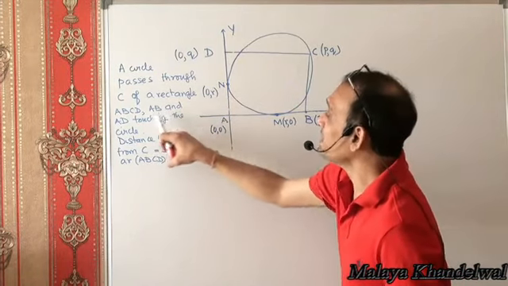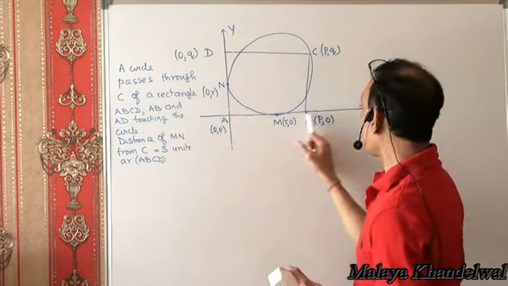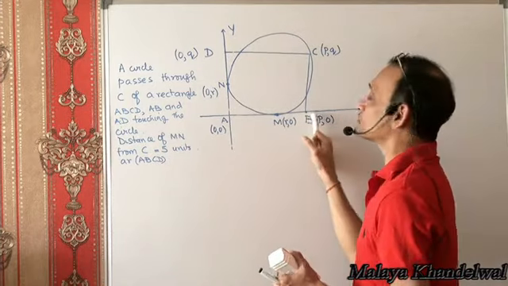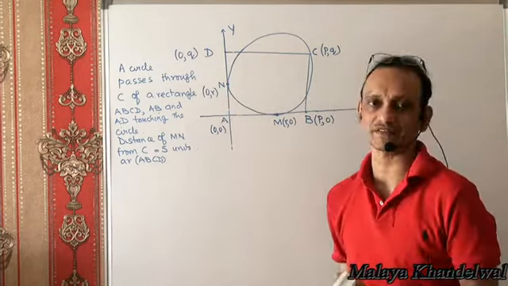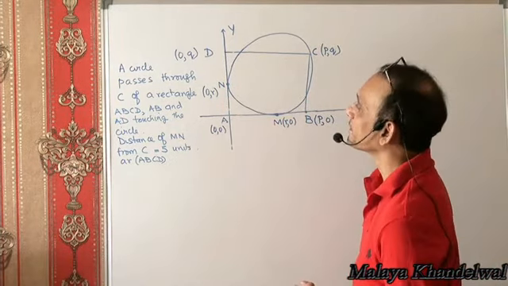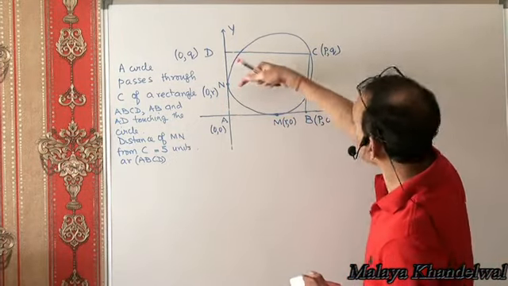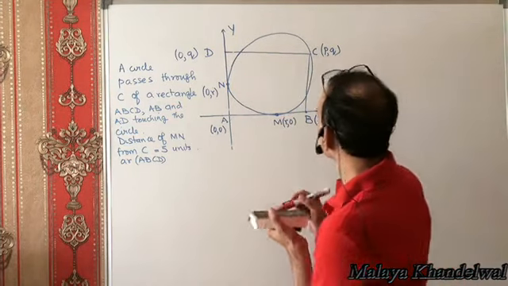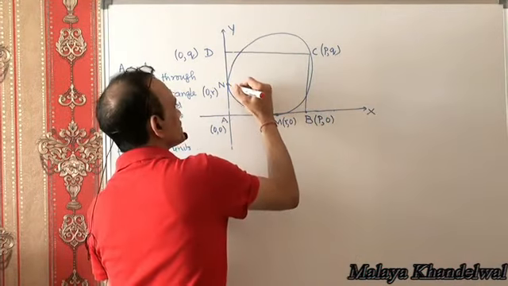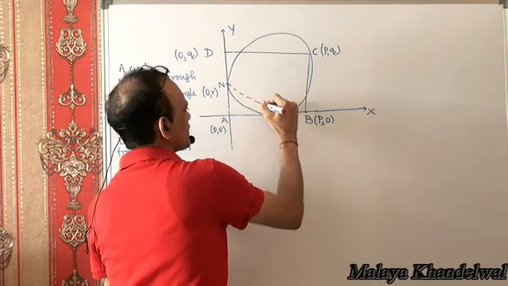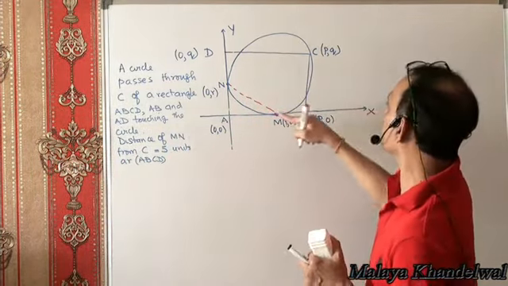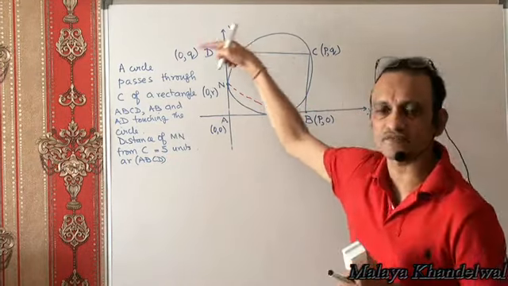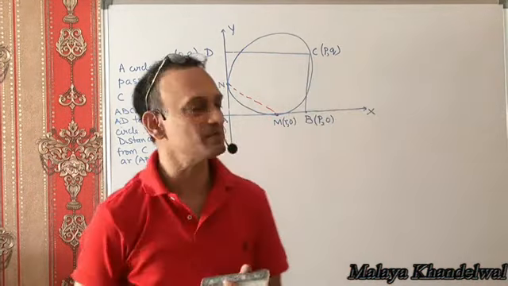Now, AB and AD are tangents to the circle, and the points of tangency, let's say, call them M and N respectively. Now, the distance of MN from C is given to be 5 units. We want to find the area of this rectangle ABCD.